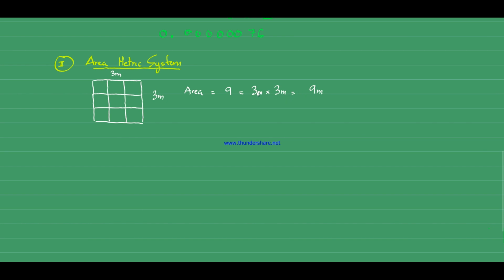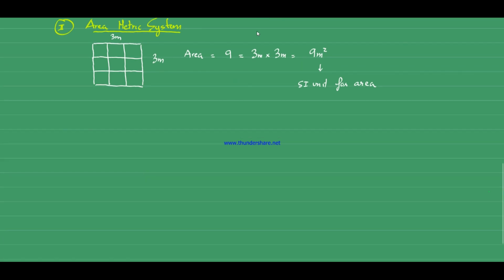Meter times meter is meter square. We already know that meter is the length unit, which we talked about in the previous video. So 9 meter square. Meter square is the international, the SI unit, for area.